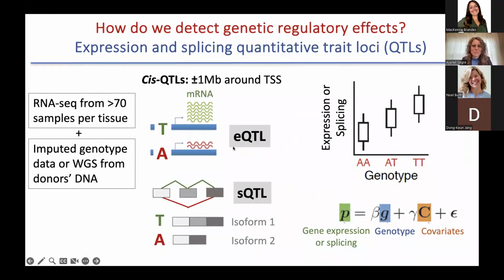So just a very brief introduction. I'm sure many of you are familiar with this. So how do we detect these genetic regulatory effects? Well, expression and splicing quantitative trait loci is one approach.